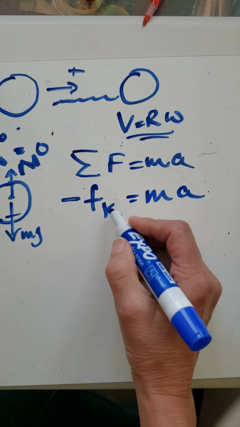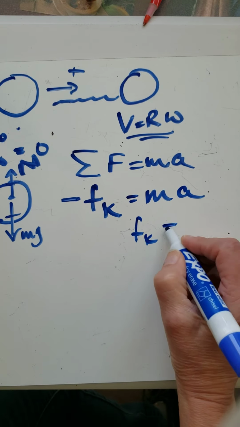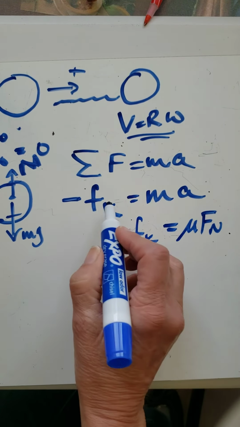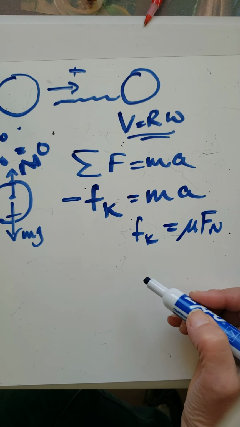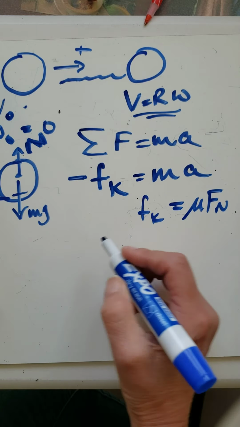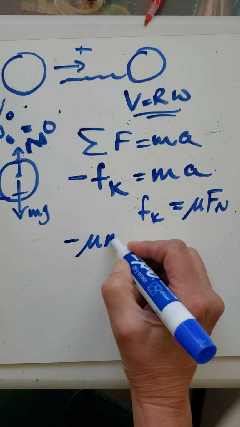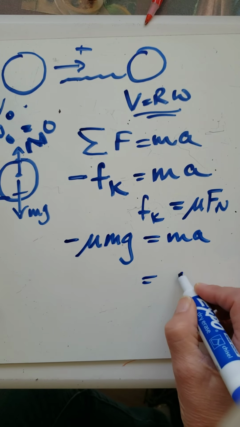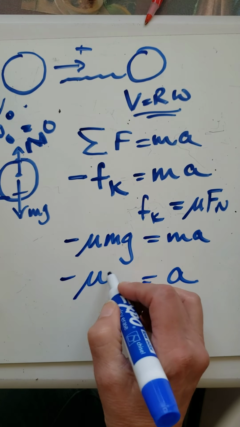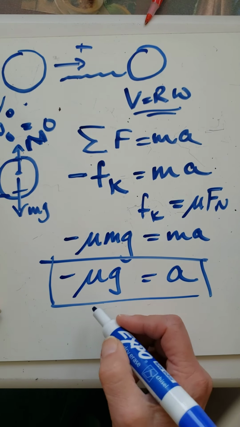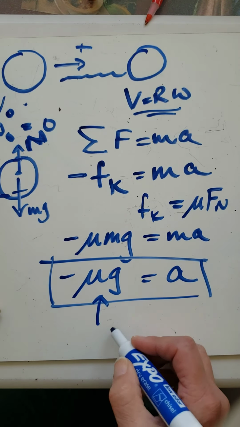All right, friction is defined because kinetic friction is always equal to mu times the normal force. Remember, static friction is the one that's less than or equal to. And in this case, we know our normal force is equal to our weight, so we can substitute in mu times m times g is equal to m times a, and we get an expression for the linear acceleration of the object. And one of the things that we notice right away is that this is a constant.